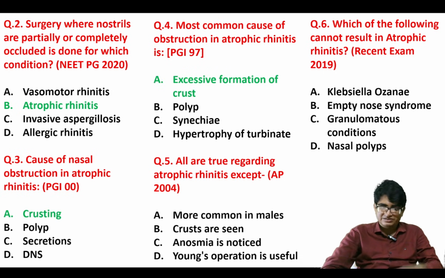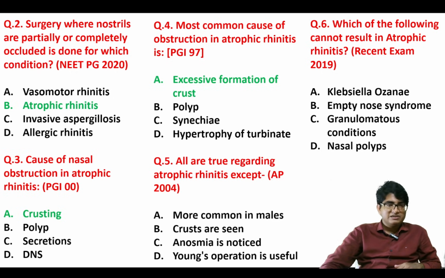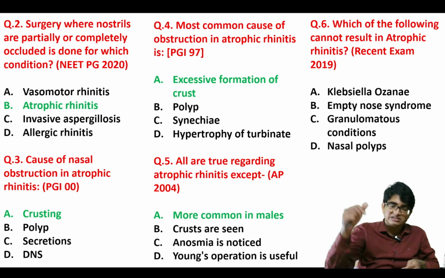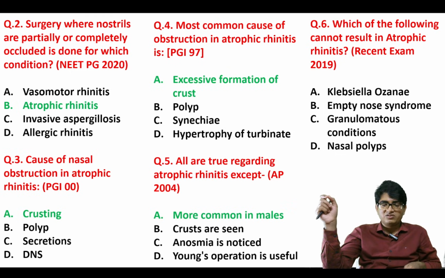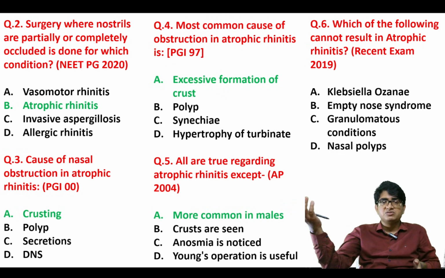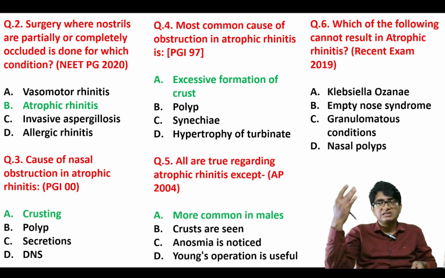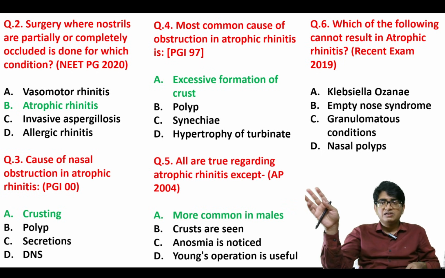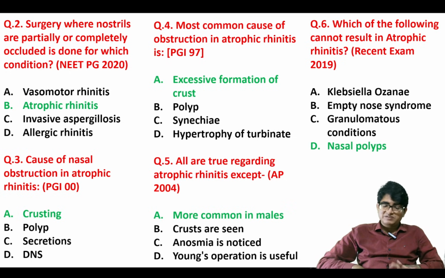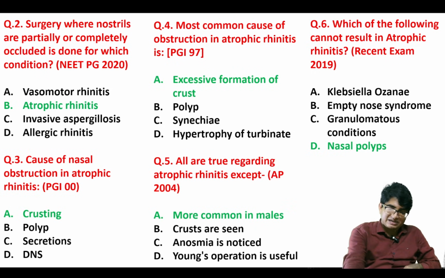Correct? Okay. Next, all are true regarding atrophic rhinitis except: crusts are seen, obviously seen. Anosmia is noticed, seen. Young's operation useful, yes. More common in females, not in males. So that is the answer. Next question, which of the following cannot result in atrophic rhinitis? Klebsiella ozaenae obviously can result in it. Empty nose syndrome, there is an empty nose, isn't it? There is no confusion regarding empty nose syndrome. Next, granulomatous conditions, I have told you, TB, syphilis, leprosy, rhinoscleroma, everything can lead to atrophic rhinitis. Okay, so nasal polyps can actually not result in atrophic rhinitis.